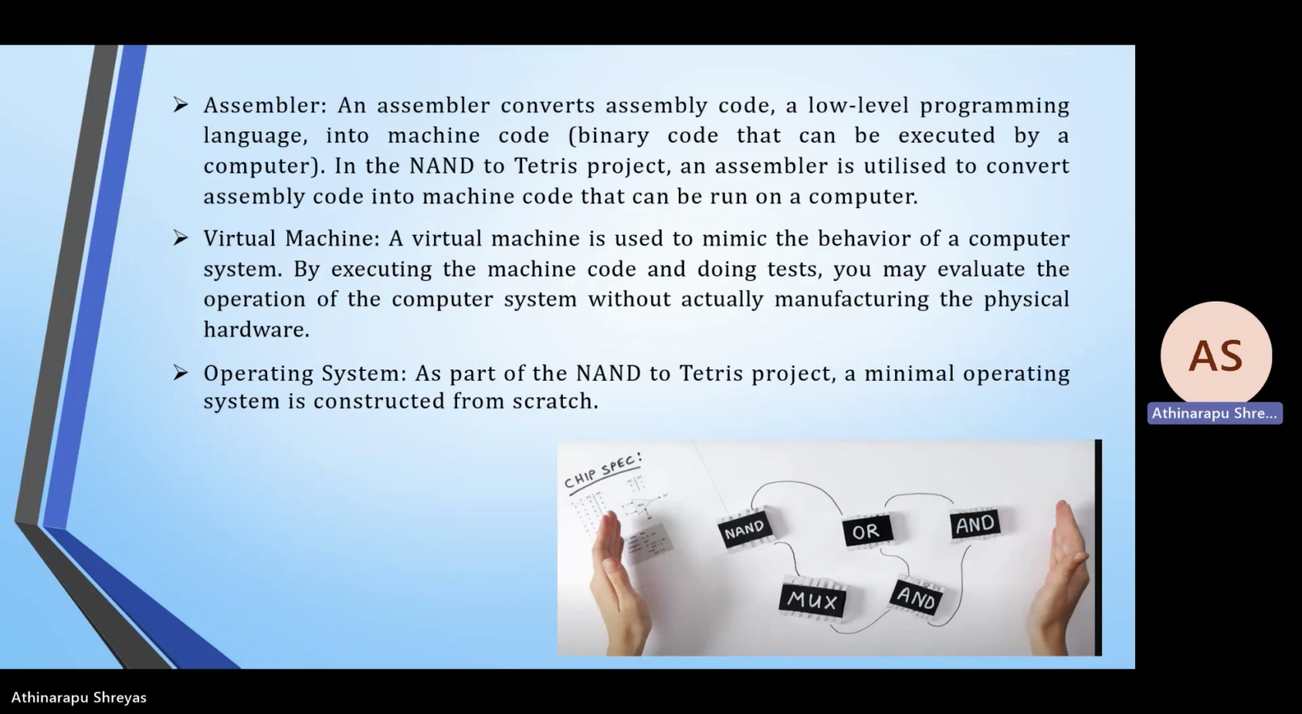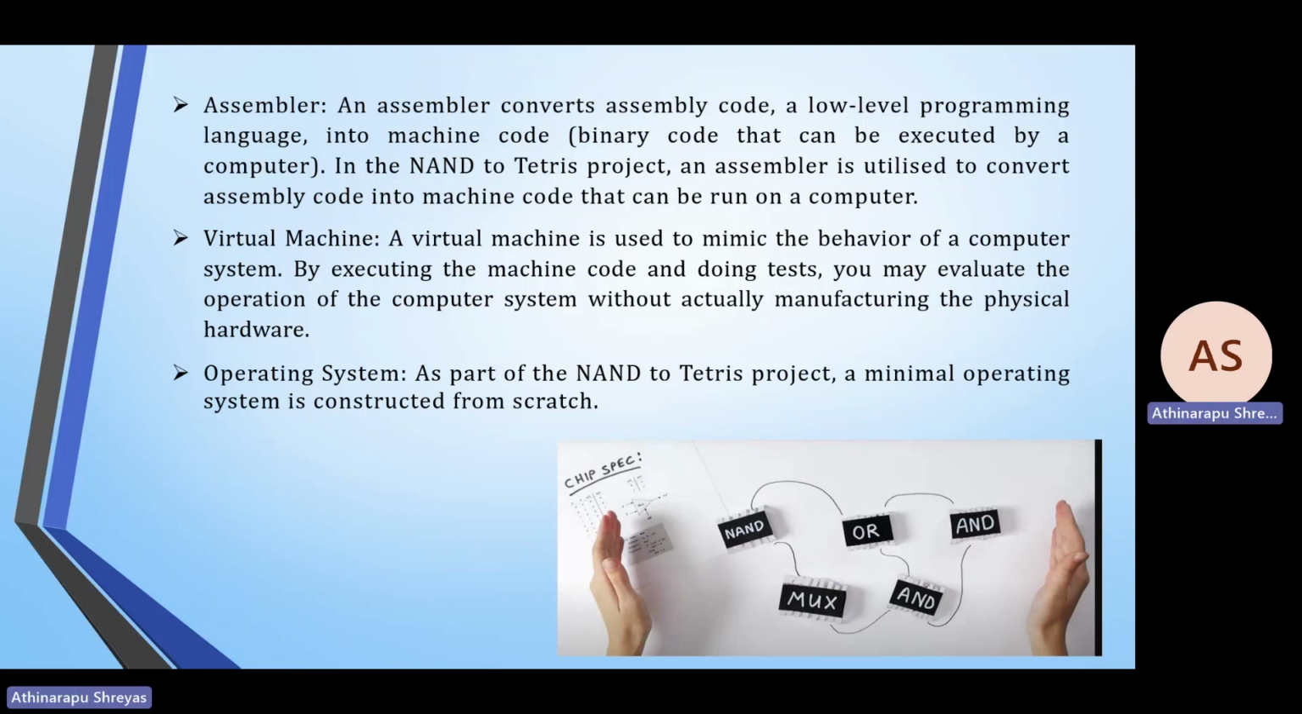Assembler. An assembler converts assembly code, which is a low-level programming language, into machine code, binary code that can be executed by the computer and understood by the computer itself. In the Nand To Tetris project, an assembler is utilized to convert assembly code into machine code that can be run on a computer.